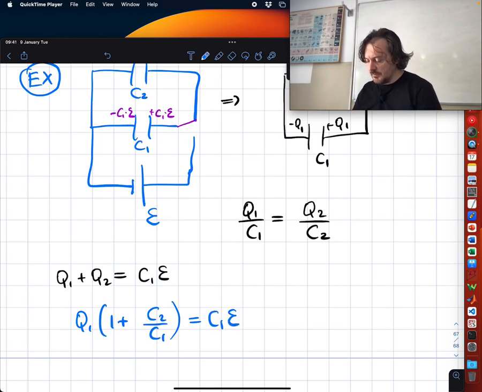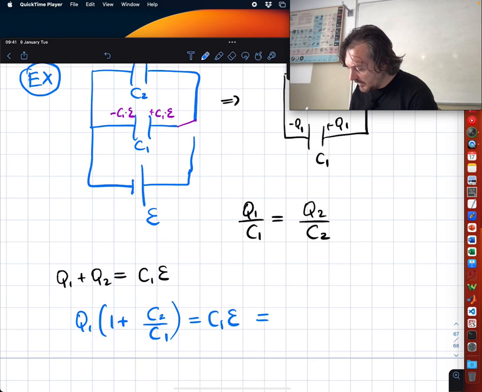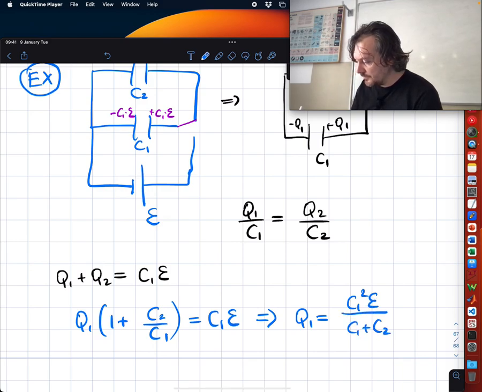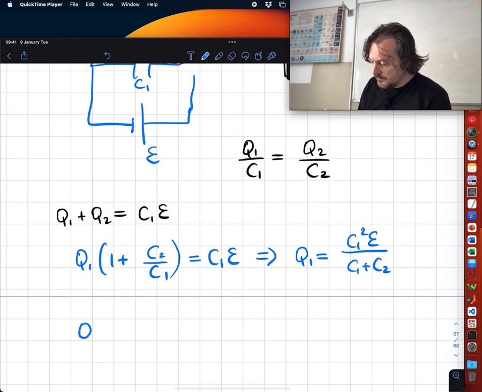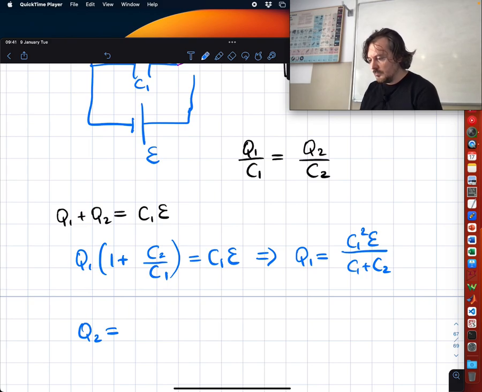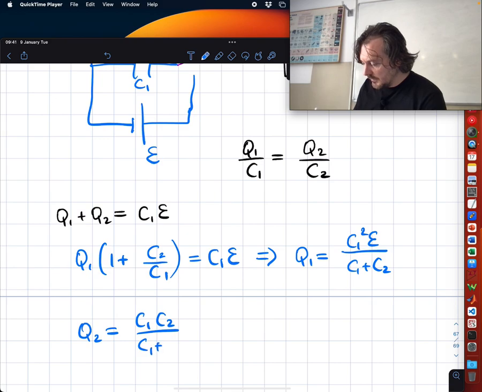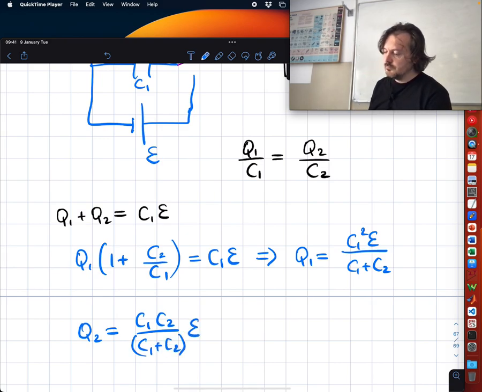I'm not sure about this. Q2 is C2 over C1 times Q1. Are we sure about this? Okay, let's see where it goes. Then Q1 is C1 squared E over C1 plus C2. Right? And what is Q2? It's C1 C2 over C1 plus C2 times E. Okay?